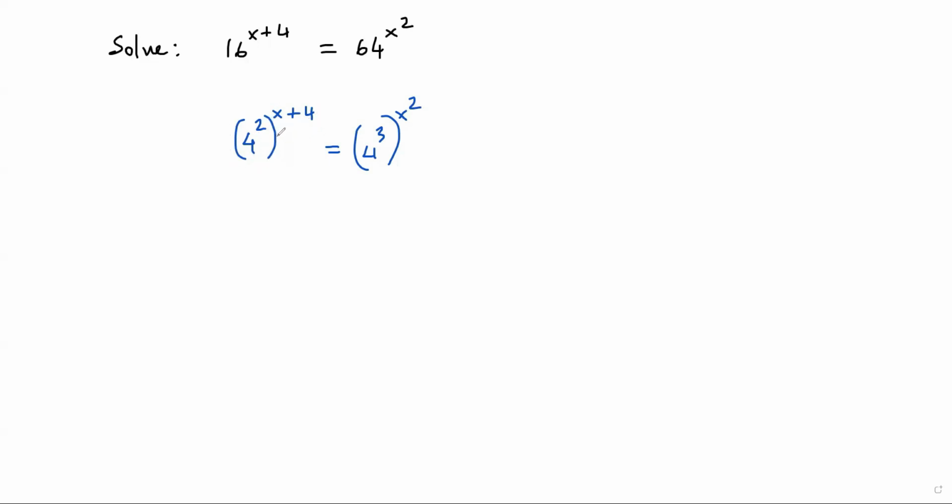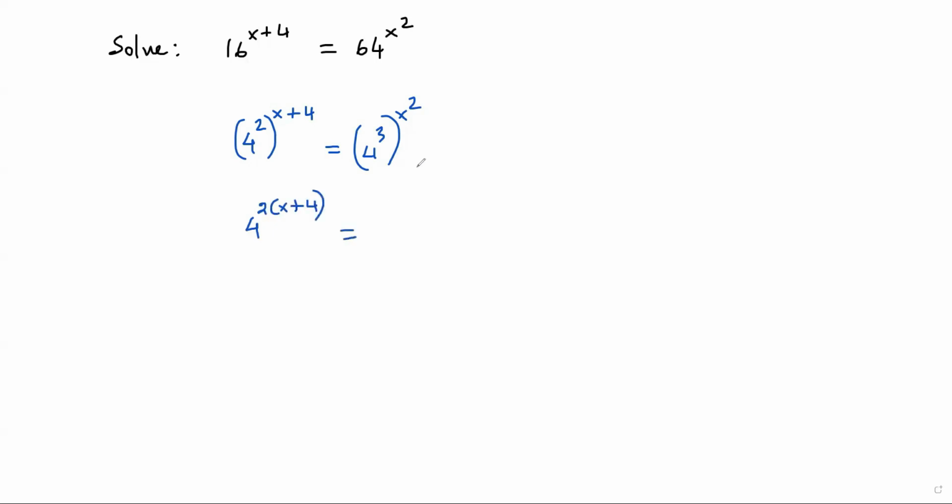We can use the power of a power rule. We can multiply the two exponents over here. Whenever we have two exponents like this, that is, the first exponent 2 for the base 4, and the second exponent for this complete stuff, we can multiply these two exponents using the power of a power rule. So we write 4, and I'm going to multiply the two exponents here, 2 and x + 4. I'm getting 2 times (x + 4).